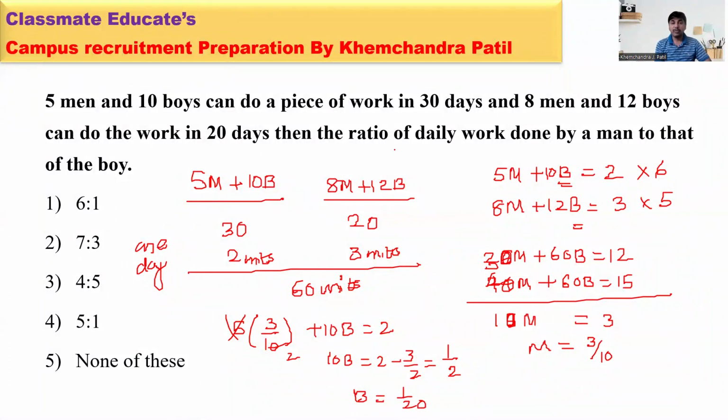So we want to find the ratio of daily work of a man and a boy. A man completes 3 by 10 units and a boy completes 1 by 20 units. Just simplify this, the zeros will get cancelled. 3 twos are 6. So your final answer is 6 is to 1. This question is a little bit lengthy compared to the previous one.